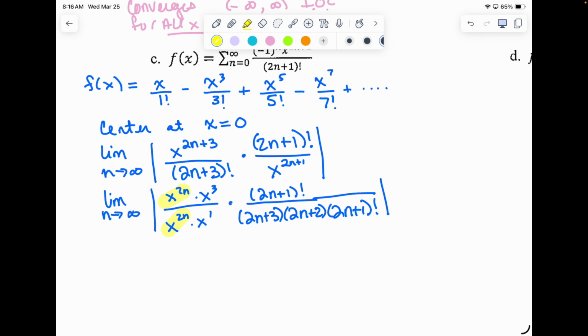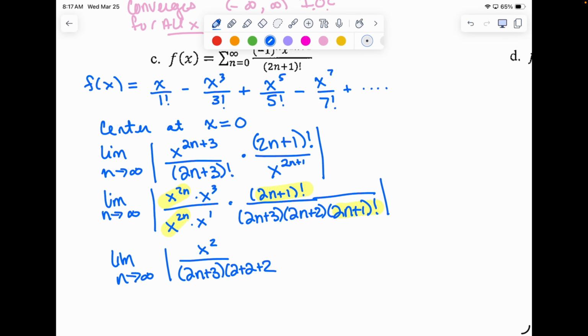These guys cancel. The factorials cancel. And I can actually cancel one more factor of x. So my limit as n approaches infinity of x squared over 2n plus 3 and 2n plus 2. Ugh, one of those was an n. There we go.